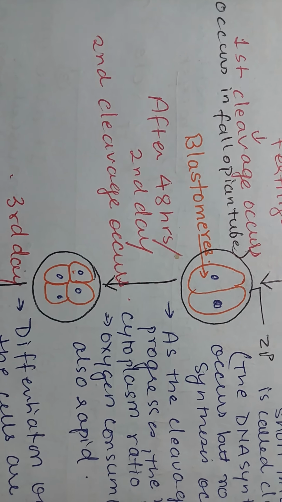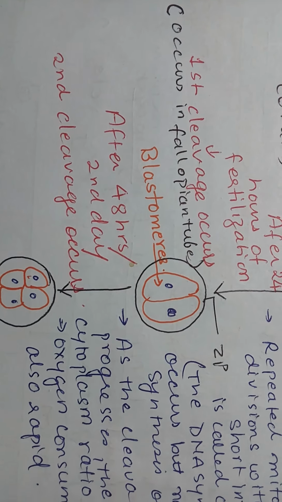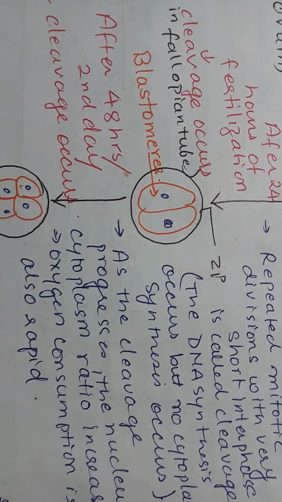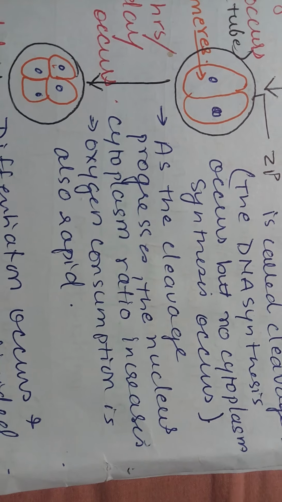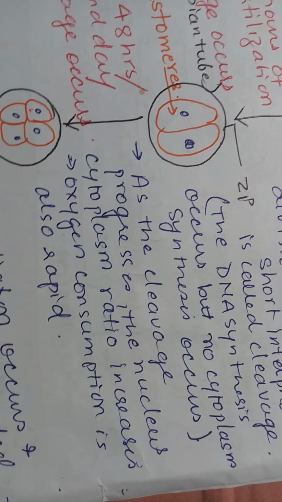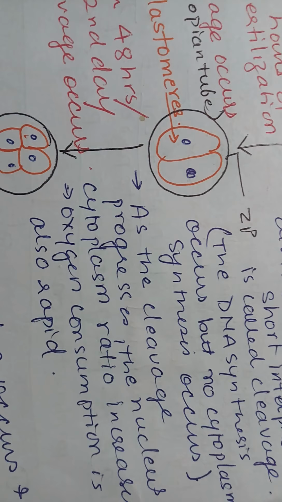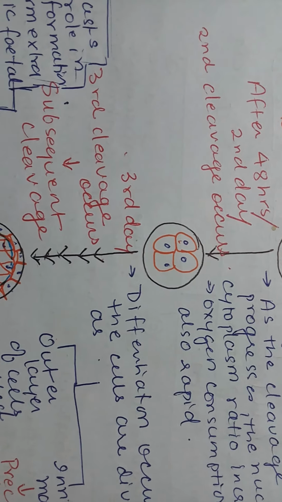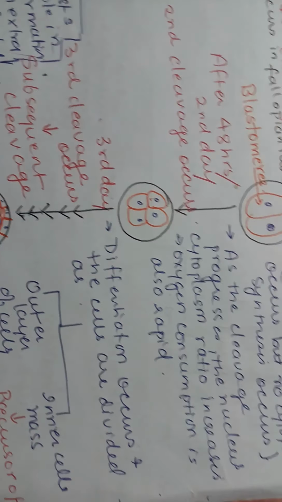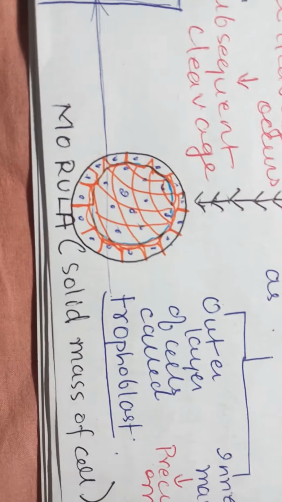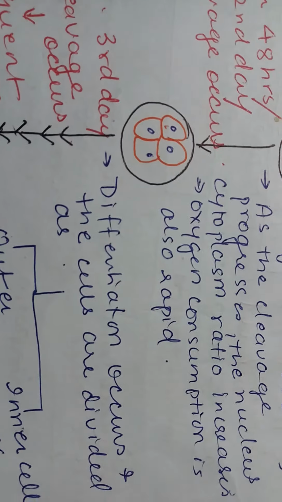After 48 hours, that is on the second day, the second cleavage occurs, and it occurs transversely. As the cleavage progresses, the nucleus cytoplasm ratio increases. The oxygen consumption is also rapid. Then on the third day, the third cleavage and subsequent cleavages occur, and this results in the formation of a solid mass of cells which is called morula.